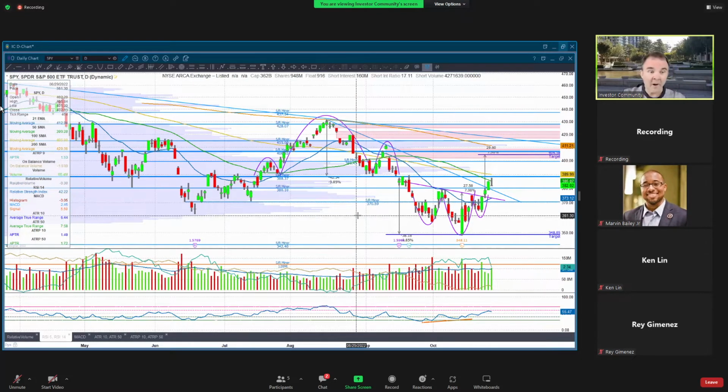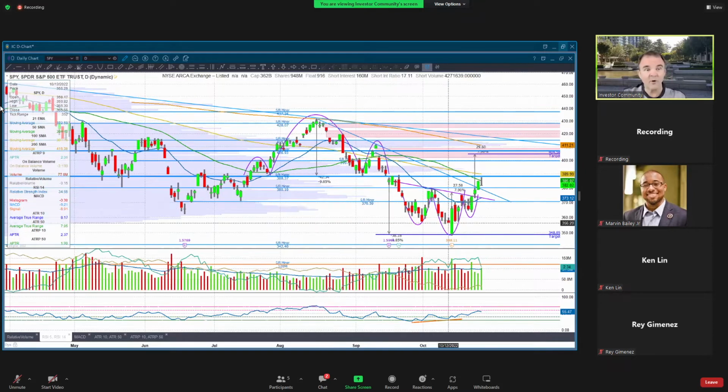Now, if it's going to be a reversal pattern, that should be the end of the downtrend, and we should move into a new uptrend. However, the target on this we get by measuring from the neckline to, in this case, the bottom of the head, and then we add that to the breakout point. That gives us a target around 405.